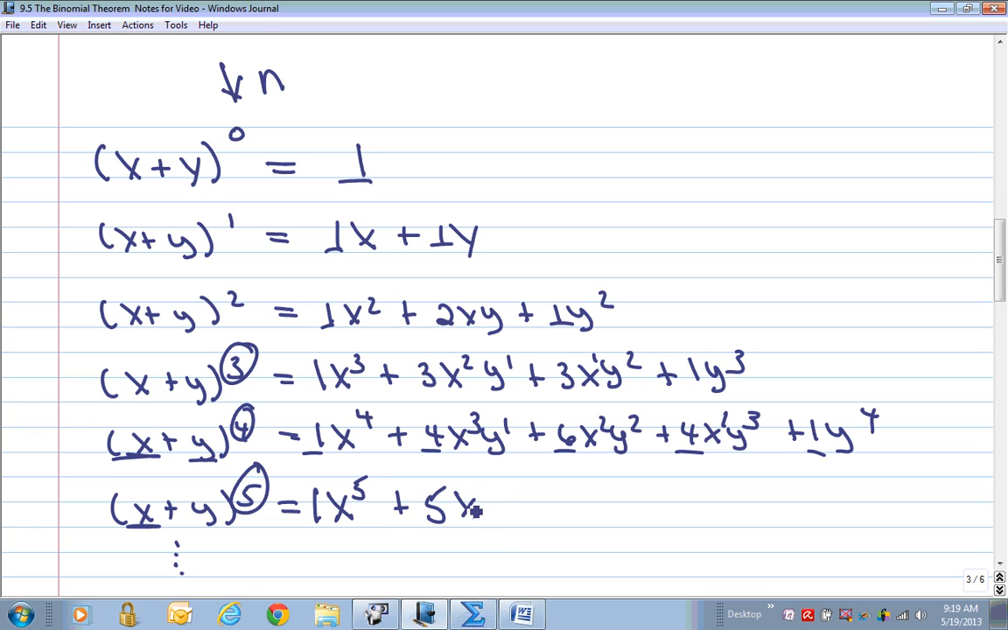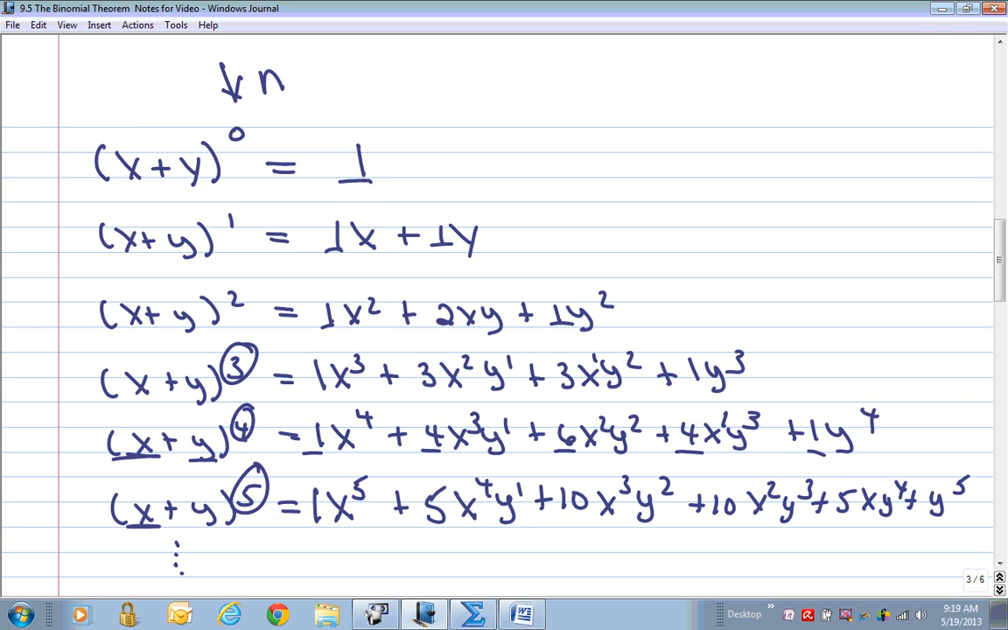All right, so we have x to the fourth and y to the first plus 10x cubed y squared. Notice the x values powers are decreasing, the y value powers are increasing. Then we would have 10 again, and we would have x squared and y cubed. And then we would have 5 again, and we would have x and y to the fourth, and then finally we would have y to the fifth. And this pattern would continue.